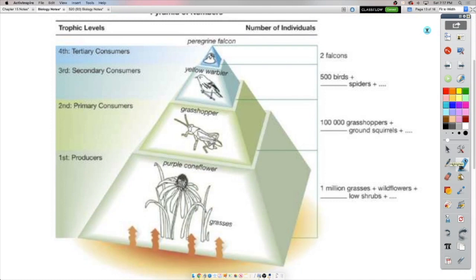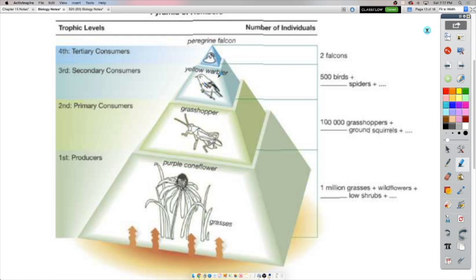Notice it looks exactly the same. It's just that now, instead of saying how much energy is available, we're literally saying how many purple coneflowers. Here they have a million grasses, since they're doing multiple producers. So a million coneflowers would need to be around just to support 100,000 grasshoppers. And 100,000 grasshoppers would need to be around to support just 500 yellow warblers.